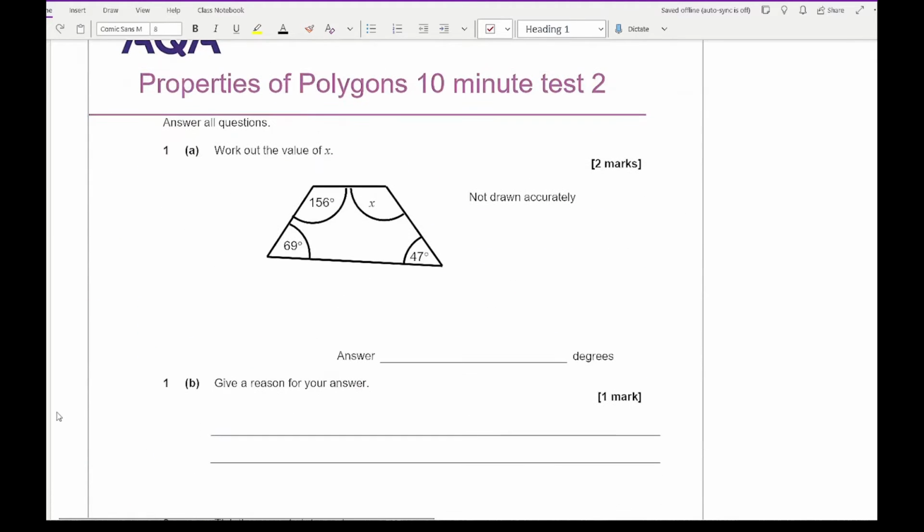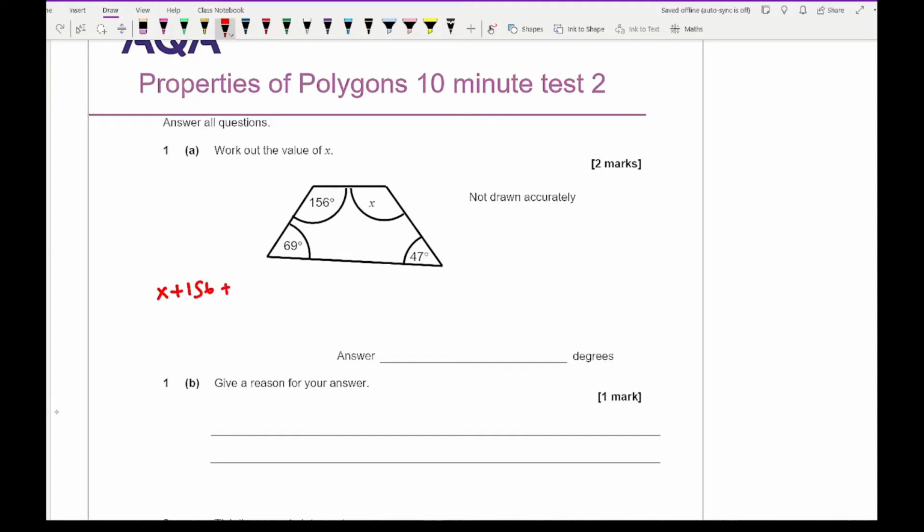So looking at question 1, it says work out the value of x. So again, you can see that we've got a quadrilateral, and we should know that all angles inside a quadrilateral should add up to 360. So here I've got x plus 156 plus 69 plus 47 should all add up to 360. So if I add up those three numbers, I should have an answer of 272, so x plus 272 equals 360. So x equals 360 minus 272, and that should give you an answer of 88.